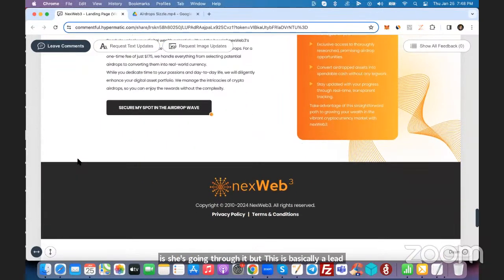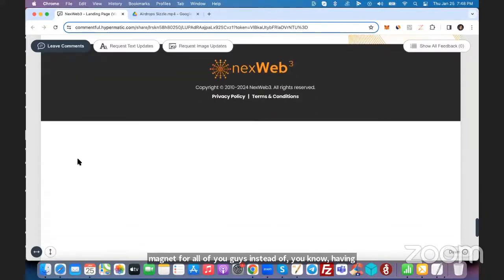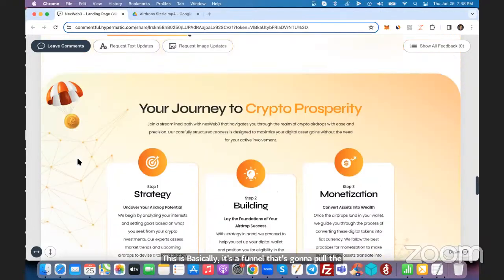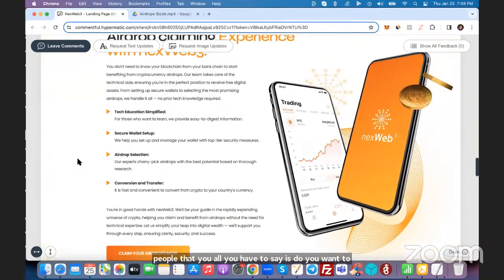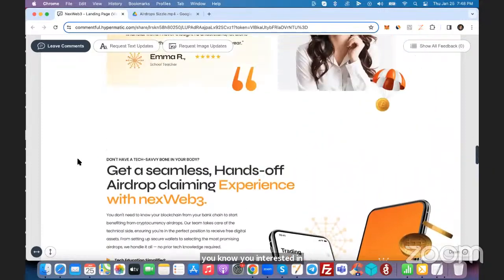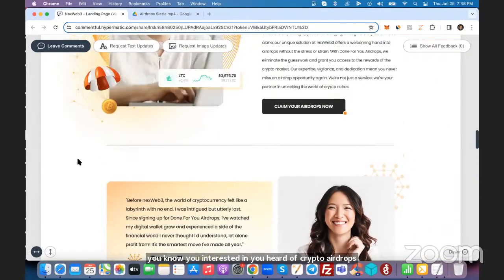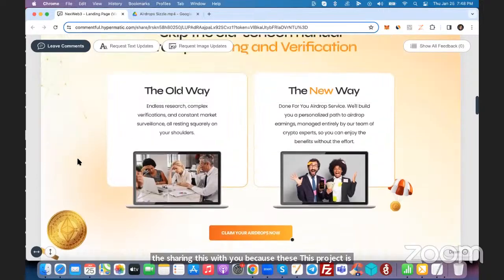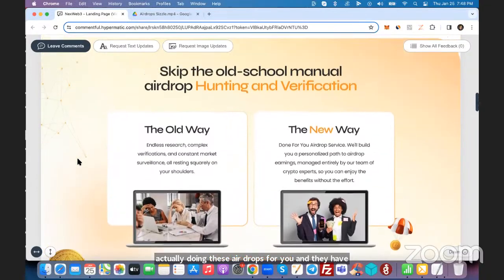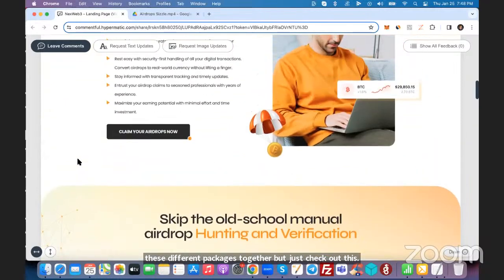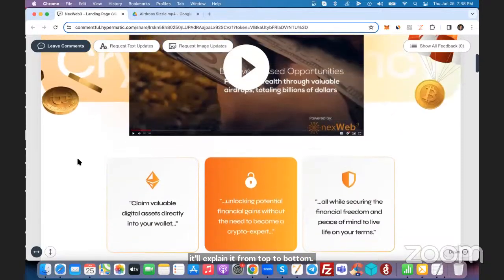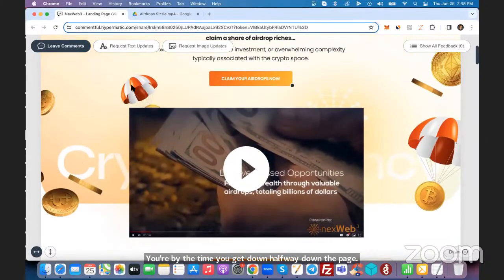Instead of having to explain what we're doing, it's a funnel that's going to pull the people in. All you have to say is, have you heard of crypto airdrops? Are you interested in airdrops? I am so excited about sharing this with you, because this project is actually doing these airdrops for you, and they have these different packages together. Just check out this link that I'm going to send you, and it'll explain it from top to bottom. By the time you get halfway down the page, you're going to be jumping out of your skin wanting to get involved with this claiming your airdrop situation, because nobody in their right mind wouldn't.